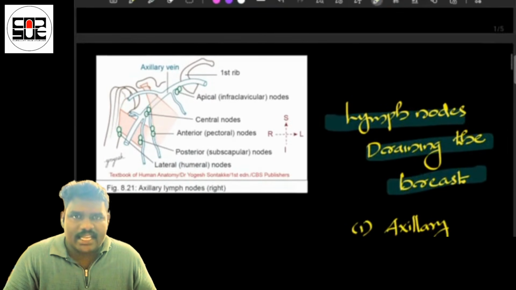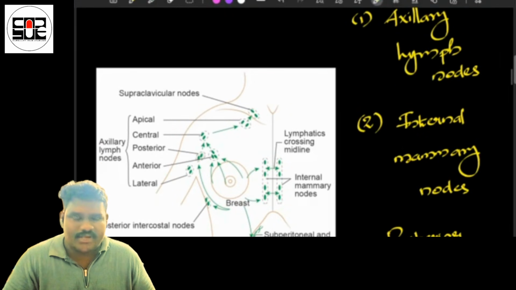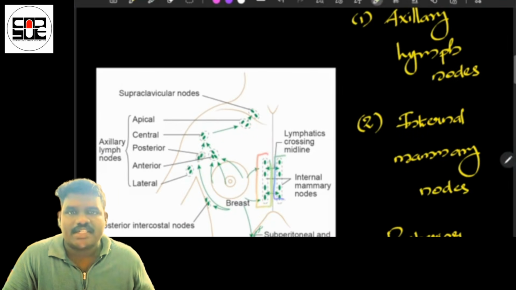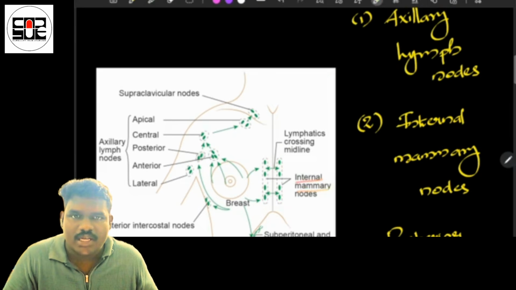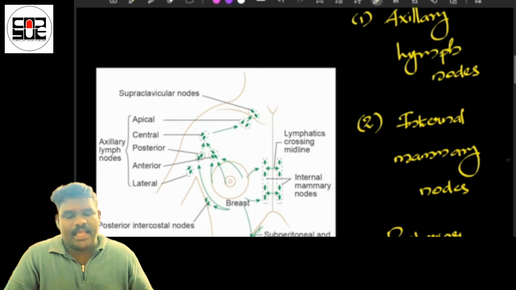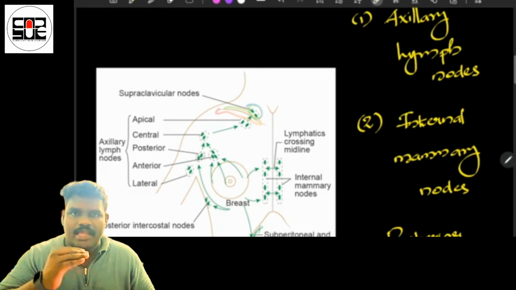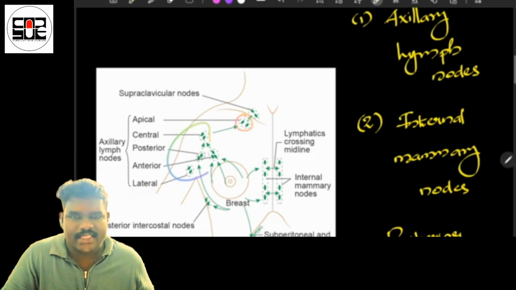Apart from the axillary lymph nodes, there are some other lymph nodes also draining the lymphatics from the breast. There are the internal mammary nodes, otherwise called parasternal nodes. We can see the sternum here, and on either side of the sternum are the parasternal lymph nodes. They accompany the internal mammary or internal thoracic artery, so they are called internal mammary or internal thoracic nodes. Just above the clavicle, we can spot the supraclavicular nodes. Here there is the infraclavicular and the other axillary groups.